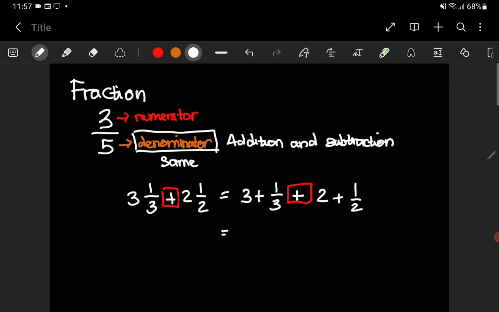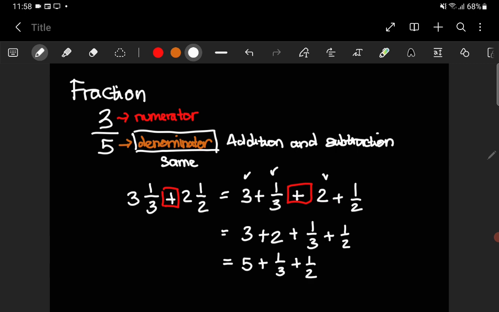After that, you collect the similar type of number, integer with integer, fraction with fraction. So 3 plus 2, done and done. And then after that I have plus 1 over 3, and then plus 1 over 2. Well, we will simplify the integer first because that's the easiest one. So this one will be 5, and then plus 1 over 3 plus 1 over 2.